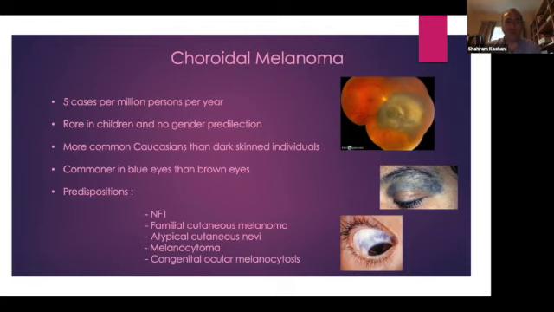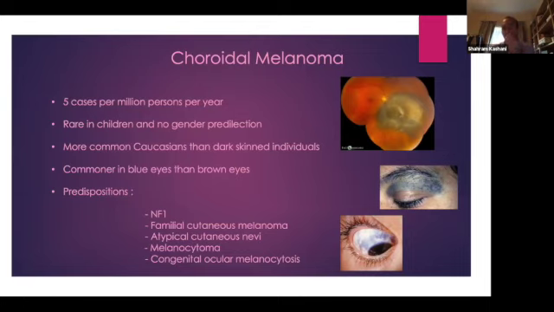We see about 5 cases per million. In my career, I've probably seen 3 or 4 patients with it. It's rare in children, but when you do see it, it's quite obvious. And there's no gender predilection, as with nevus. It's, again like nevus, commoner in Caucasians than dark-skinned individuals.